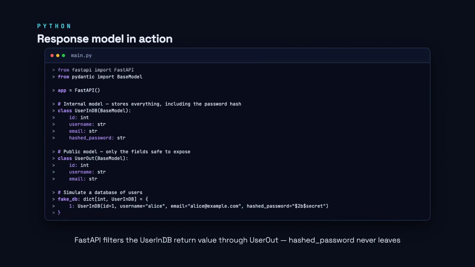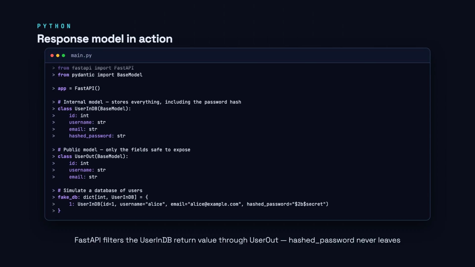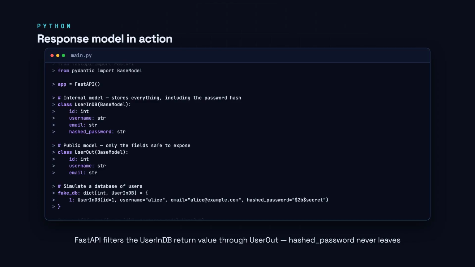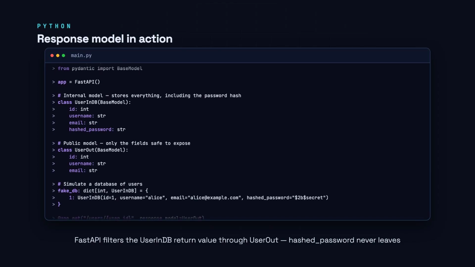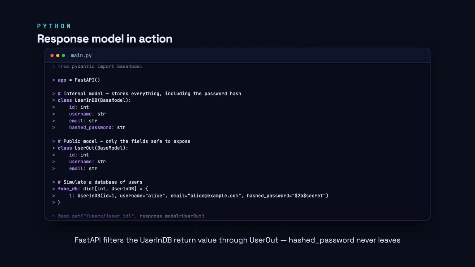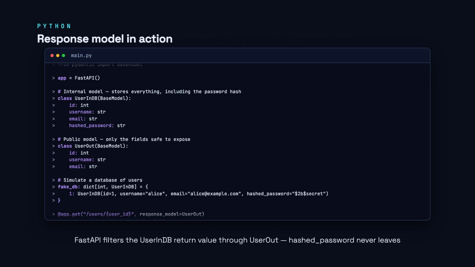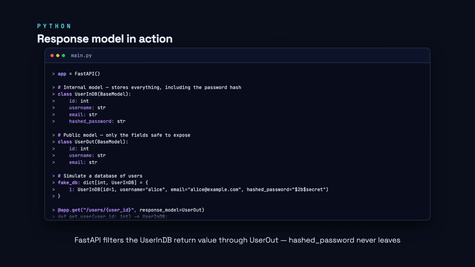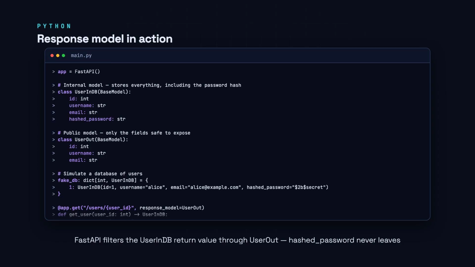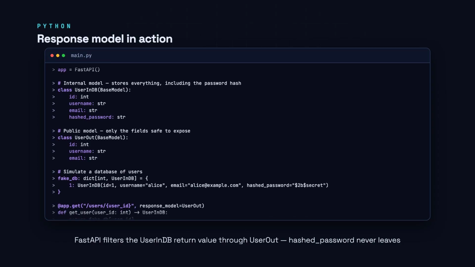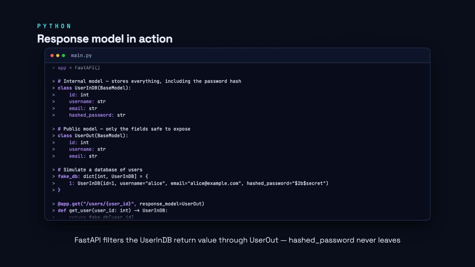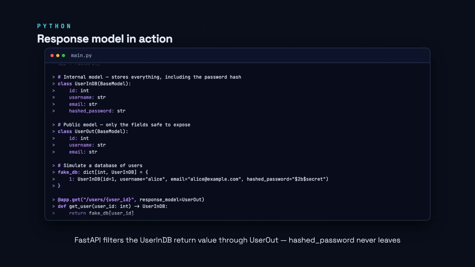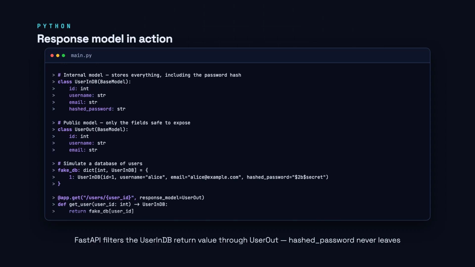We define user_in_db, our internal Pydantic model, that holds every field including hashed_password. We then define user_out, a second, leaner model with only ID, username, and email. The fake_db dictionary stands in for a real database. Now look at the decorator, @app.get with response_model set to user_out. The function itself returns a user_in_db object, pulled straight from the database, password hash included. FastAPI intercepts that return value, serializes it through user_out, and because hashed_password is not a field on user_out, it is silently dropped. The client only ever sees ID, username, and email.